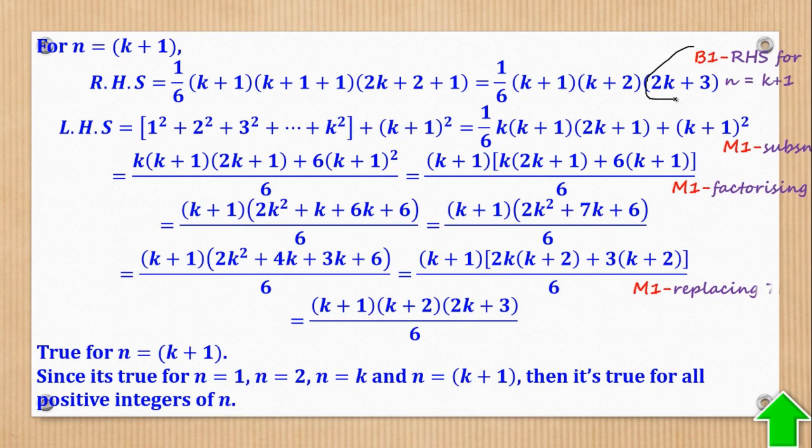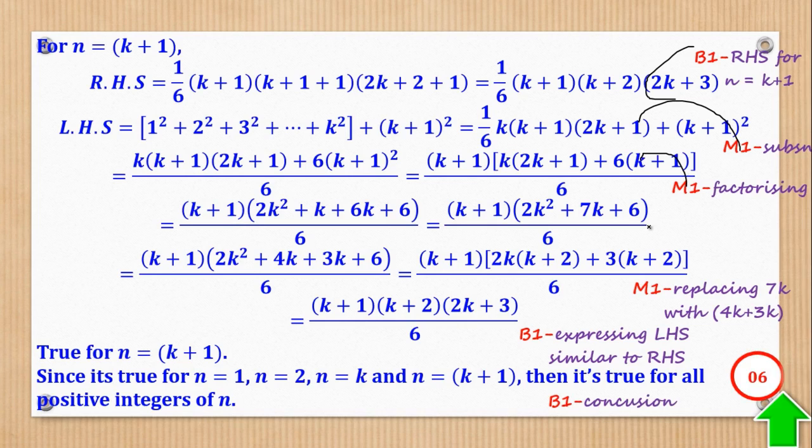So B1 for getting this right hand side, M1 for this substitution, B1 for factorization, this for replacing. So this part has to be seen from here to here. Then B1 for expressing this in a format which is similar to right hand side. And this B1 for conclusion.